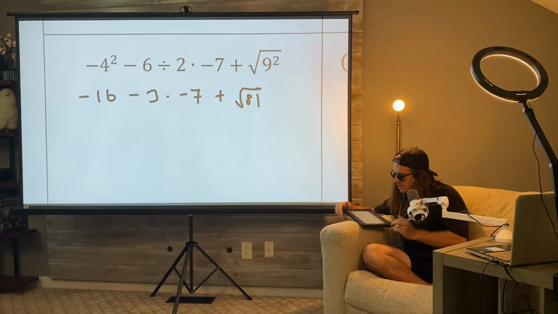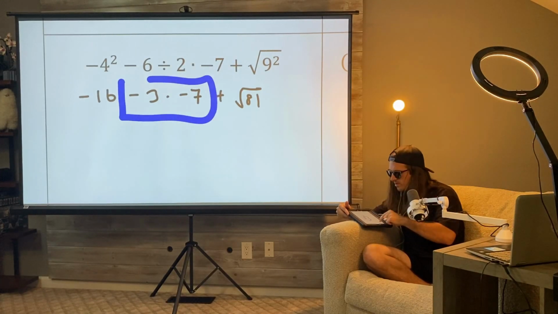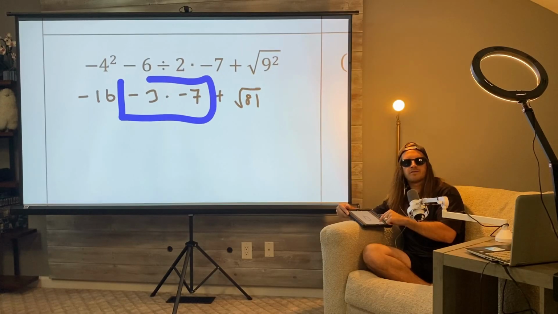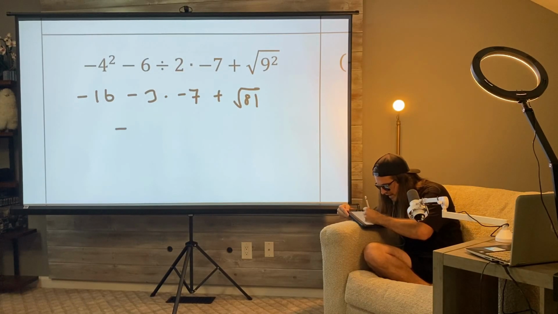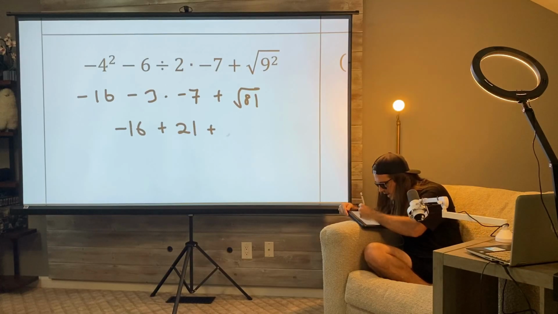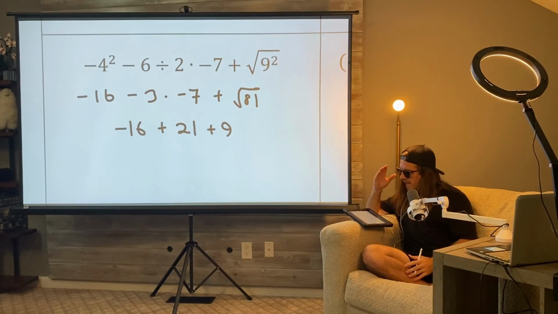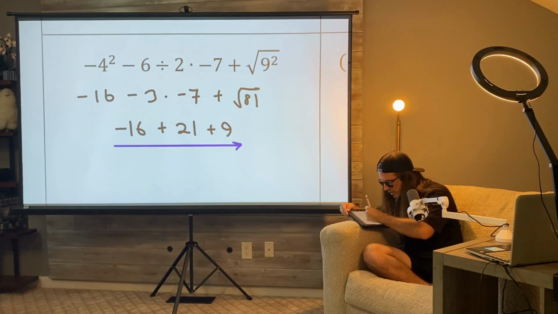All right, what do I have to do next? I see some multiplication right here. Now that's going to be -3 times -7. Negative times a negative is a positive. So we have -16. It is going to be plus 21. Negative times a negative is a positive. Plus square root of 81 is 9. All right, now we just have addition, so we can go straight from left to right. -16 plus 21 is 5. Plus 9 is 14. Your answer here is 14.